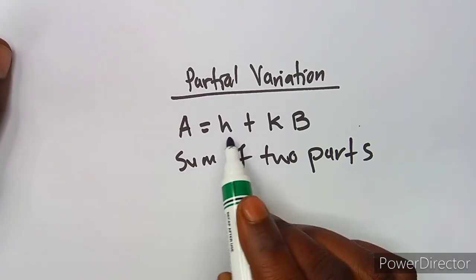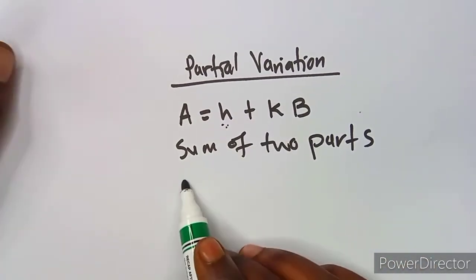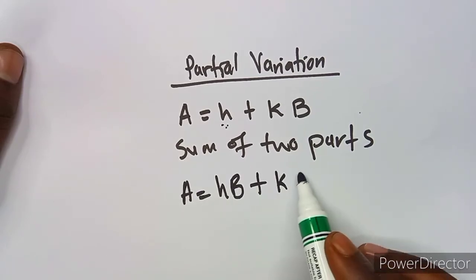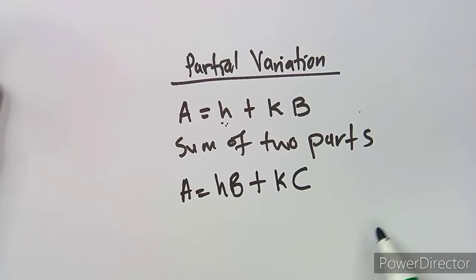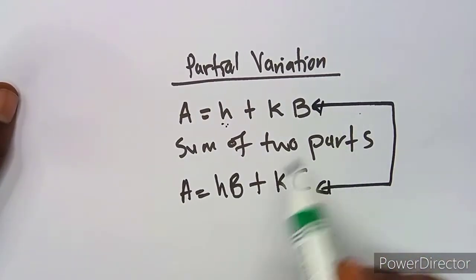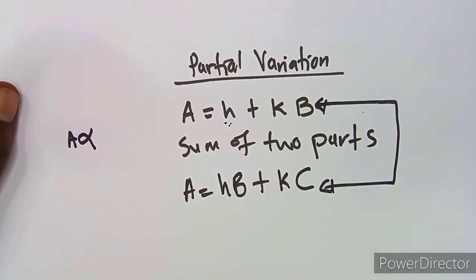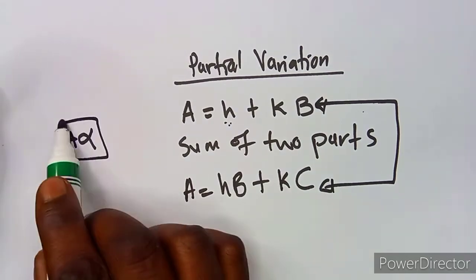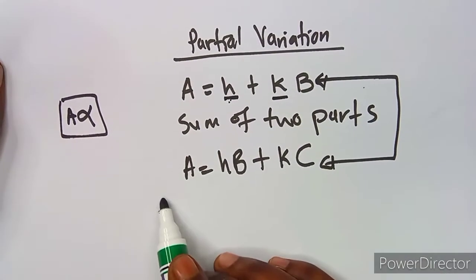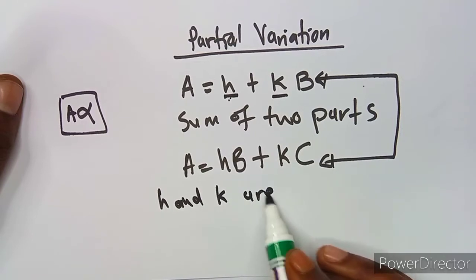So in this case, you are given something like this. It can be a is equivalent to h plus kb, or you can be given something like this: a is equivalent to hb plus kc. Still, these two are adding. So the way that you connect the two is now variation. In this case, there is no condition like a varies with. You are not going to have that. It's straight a is equal to, where these h and k are constants.